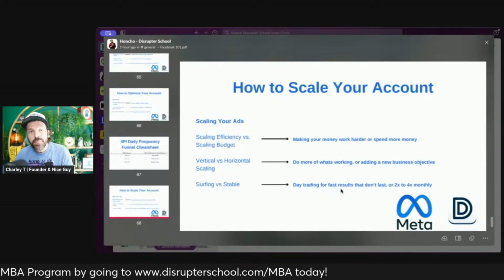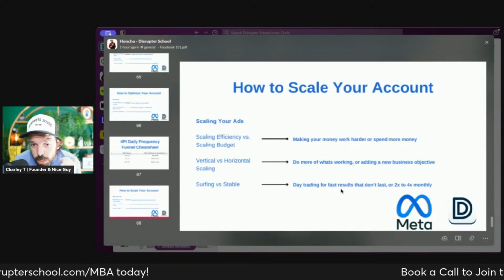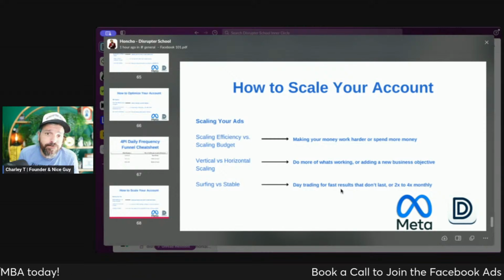Anyway, scaling your ad account. Let's get to it. The first thing we need to know is, are you going to scale your efficiency or your budget?